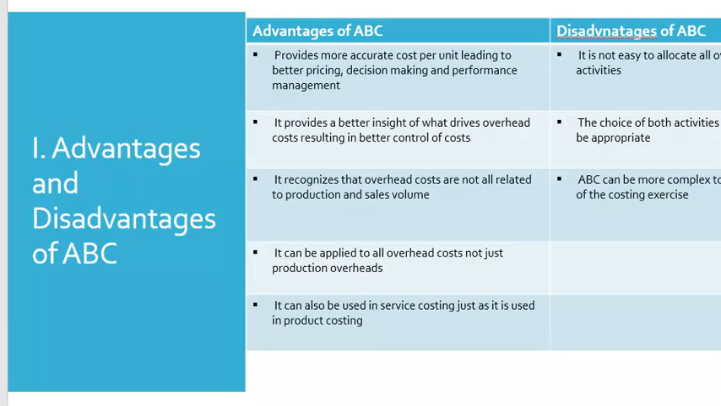The second advantage of ABC is that it provides a better insight of what drives overhead costs, leading in better control of cost. You know for sure what is causing a certain cost to happen. Then thirdly, it recognizes that overhead costs are not all related to production and volume. So it says that it's not only units, or it's not only labor hours or machine hours which affect overheads, but we have got other factors, such as production lines, for example.